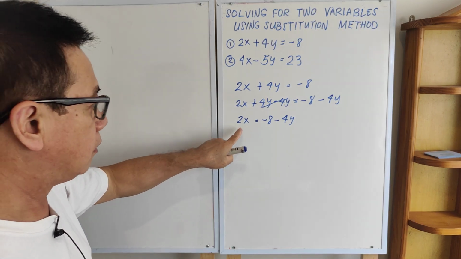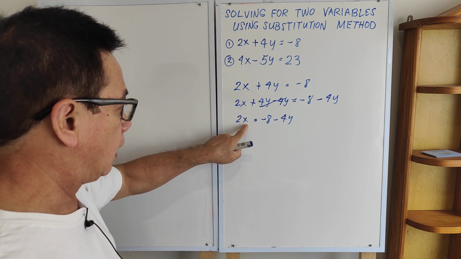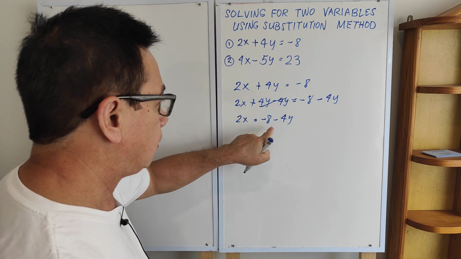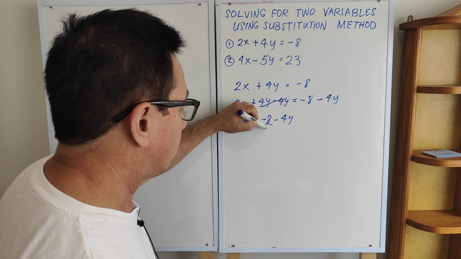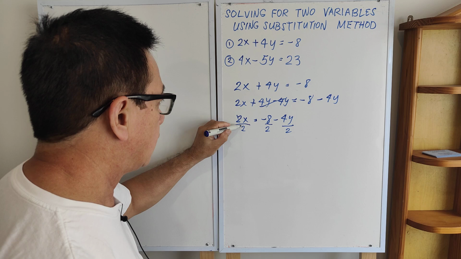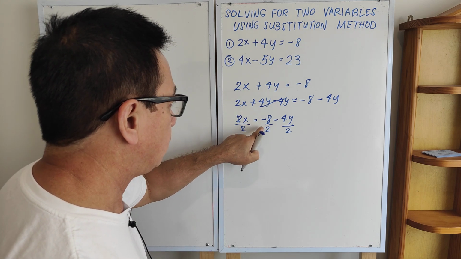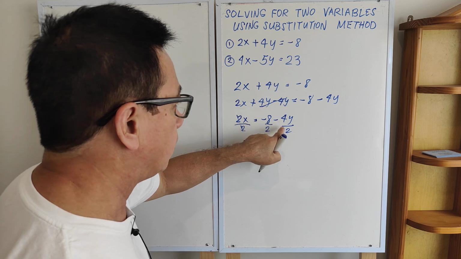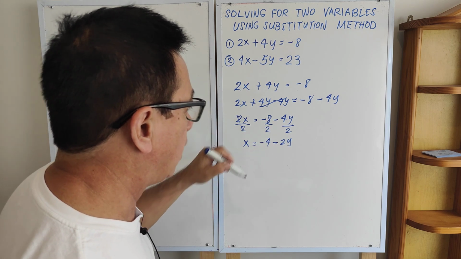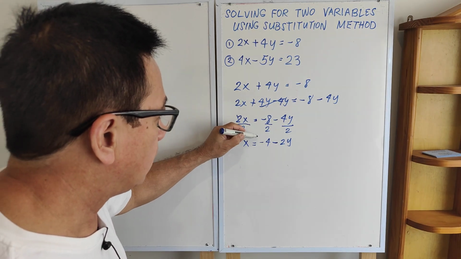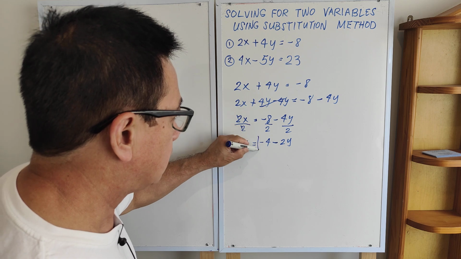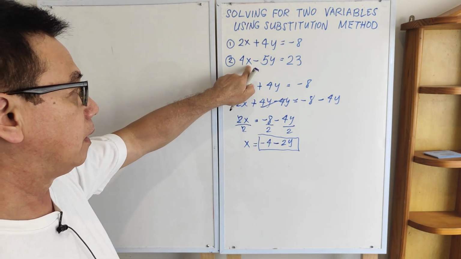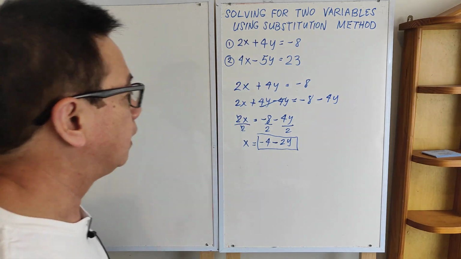Now the next thing that we need to remove is 2, so that we only have x to isolate. So to remove the 2, we have to divide everything by 2. So this is divided by 2, divide by 2, divide by 2. So 2 and 2 will cancel out. So your x is equal to negative 8 divided by 2 is negative 4. Negative 4y divided by 2 is negative 2y. Now we have the value of x. We will now put this value of x in here on the second equation, so that we can find the value of y.